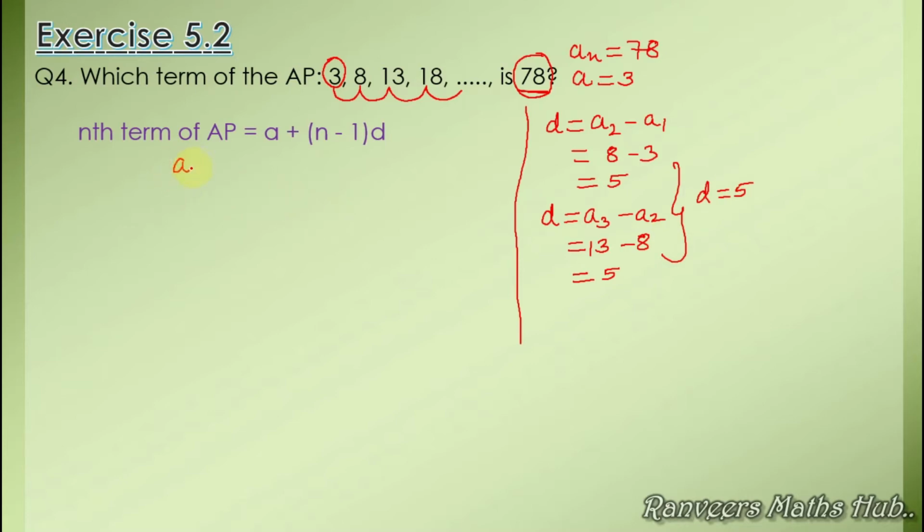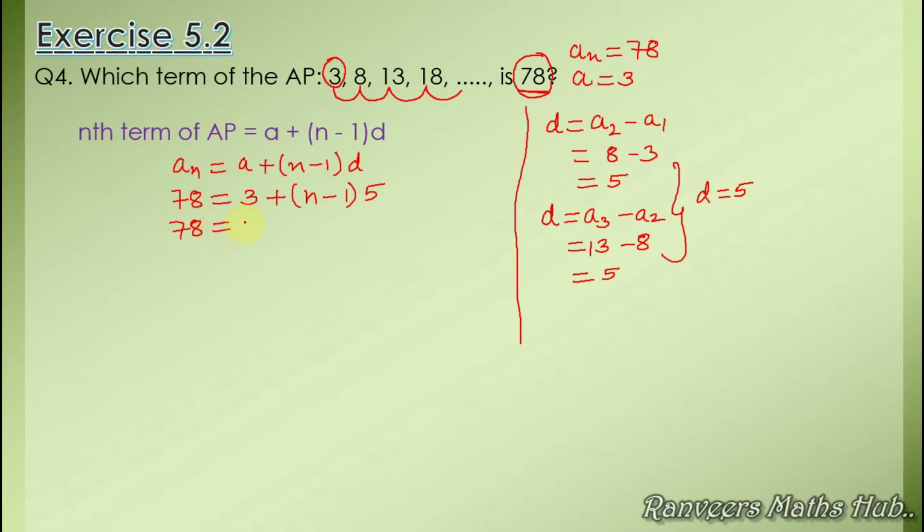Just put the values in this formula. Okay, nth term of AP is denoted by an, which is equal to a plus n minus 1 multiplied by d. Now what is an? an is 78. What is the value of a? a is 3 plus we have to find the value of n. So I will keep it as it is. And we have the value of d as 5. d that is common difference is 5. So now just solve this equation.